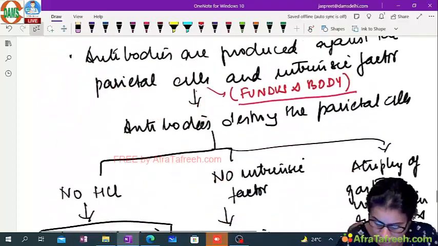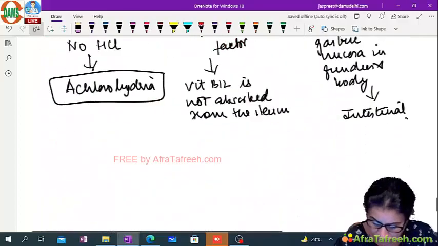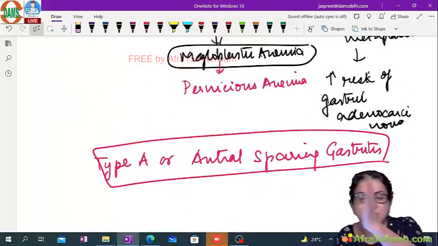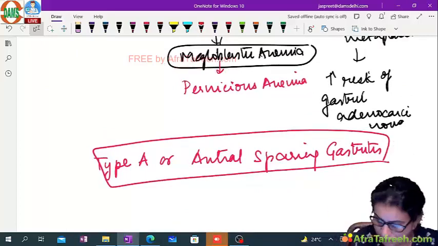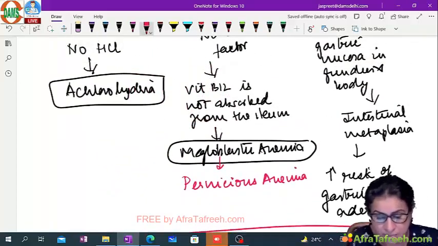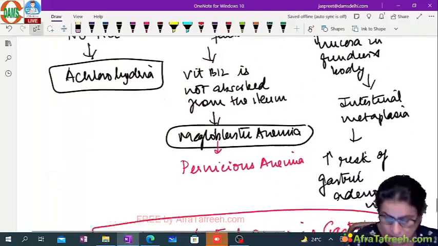So this is the second very important type of gastritis, autoimmune gastritis, which is antral sparing and involves the fundus and the body of the stomach predominantly. It is associated with achlorhydria, pernicious anemia, which is the megaloblastic anemia, and increased risk of developing gastric adenocarcinoma.